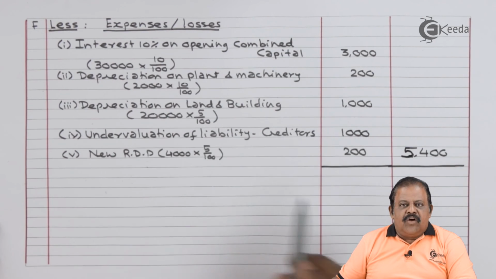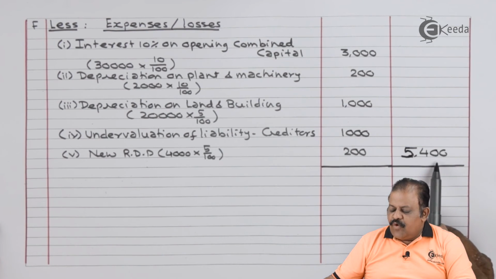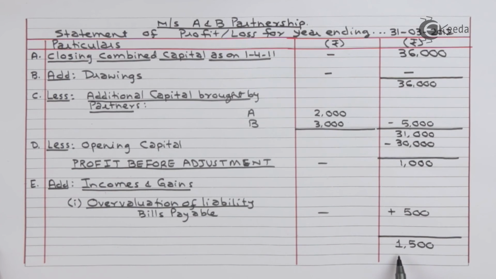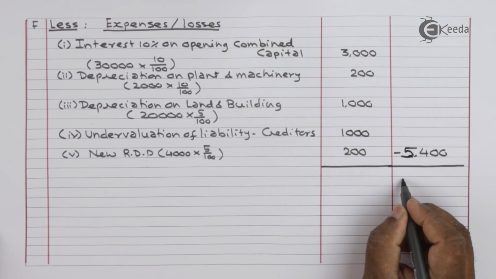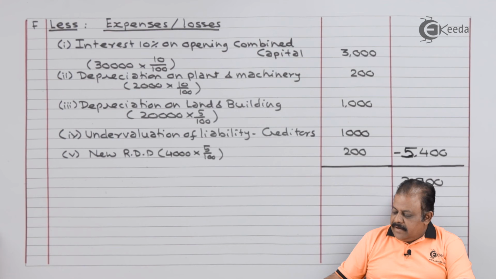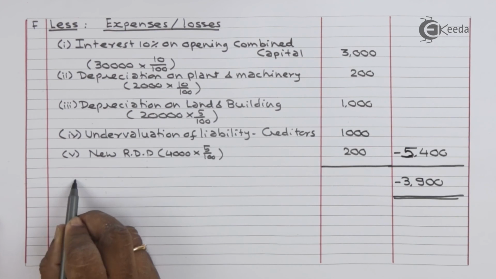Total expenses and losses 5,400. After adding incomes and gains, we have balance 1,500. From this figure, we are required to deduct expenses and losses. Here we get negative 3,900. This indicates that there is a loss.